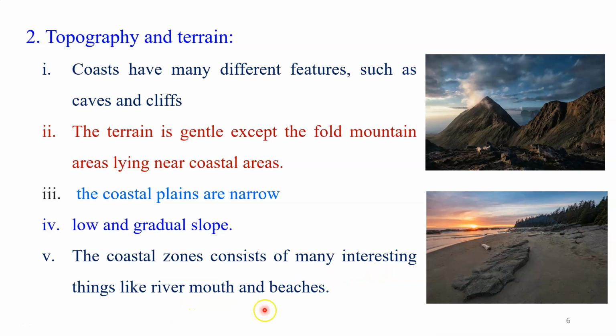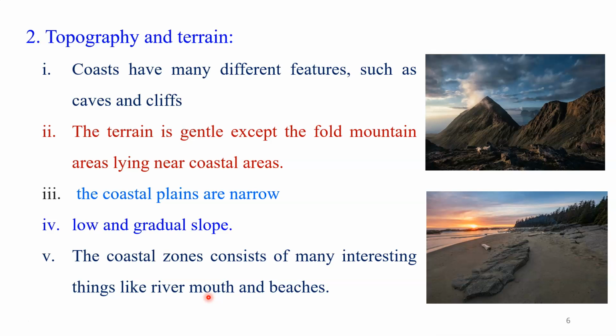the river mouth and beaches. You know what river mouth means? The place where the river enters a lake or the ocean is called the river mouth. In India also we have this type of physiography. We have the Ganga mouth, the Krishna mouth, Narmada mouth, Tapi mouth. This type of feature we also observe along the coastal region.